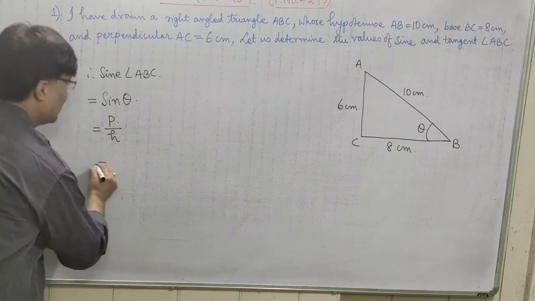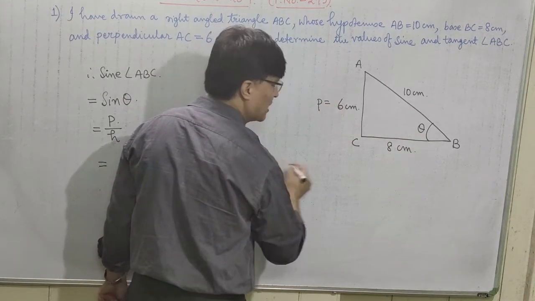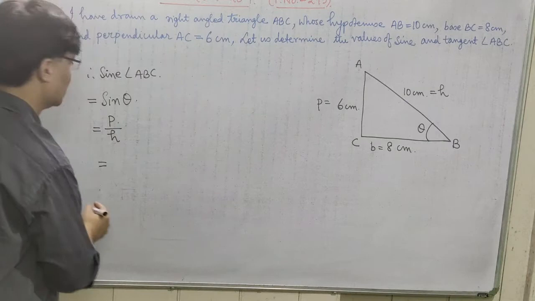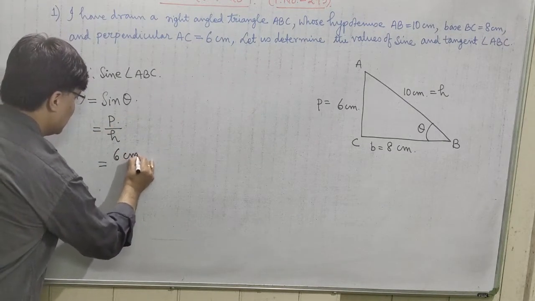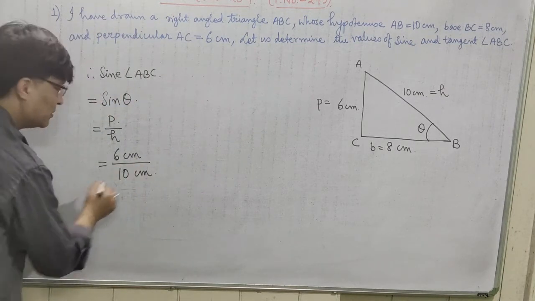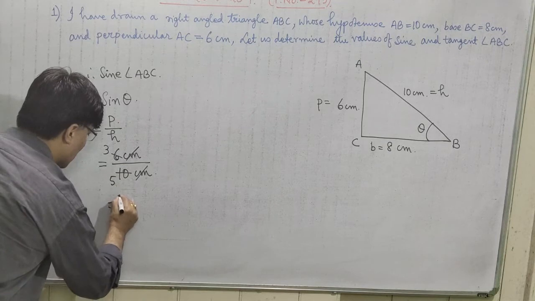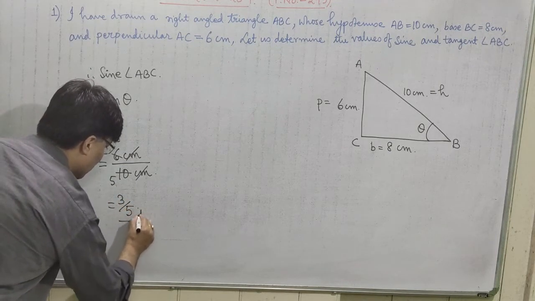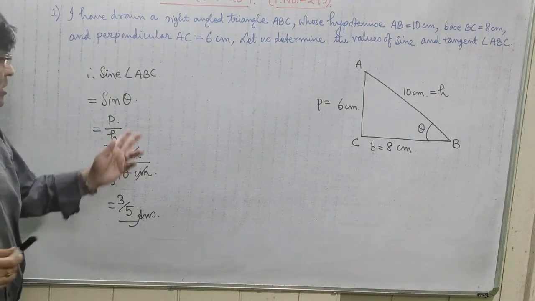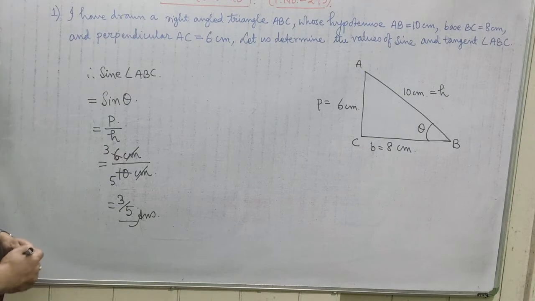So which is equal to, what is P here? Which is the perpendicular? If this angle theta is considered, this will be the perpendicular. P is equal to 6. This is the base, B is equal to 8. And this is the hypotenuse, H is equal to 10 centimeter. The perpendicular is 6 centimeter divided by the hypotenuse, which is 10 centimeter. Is that clear? So here centimeter gets cancelled. 2 3s are 6, 2 5s are 10, which is equal to 3 upon 5. So we have calculated this trigonometrical ratio. Sine angle ABC, which is equal to sine theta, is equal to 3 upon 5. That is the answer. So I think you have understood it.